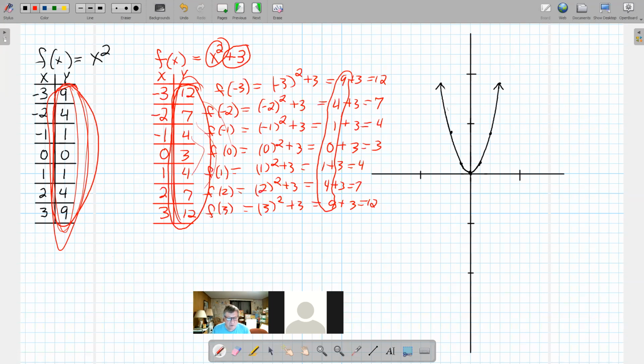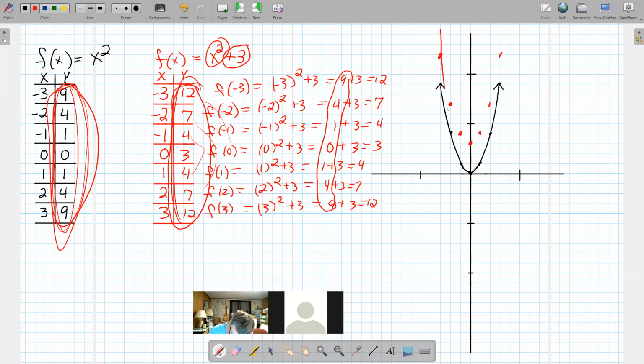Well, if all the y values are 3 more than they were before, but the x values are the same, what is that going to do to the graph? It's going to move everything up 3 units. So this point is going to go up 3 units, this point is going to go up 3 units, and so on for each point. Just in case you're not clear on that, isn't that -3, 12, -2, 7, -1, 4, 0, 3, 1, 4, 2, 7, and 3, 12?